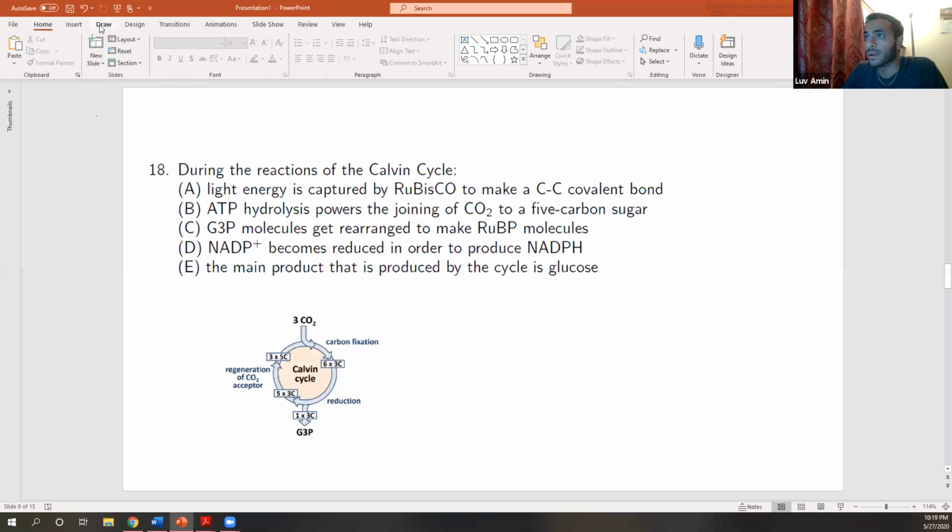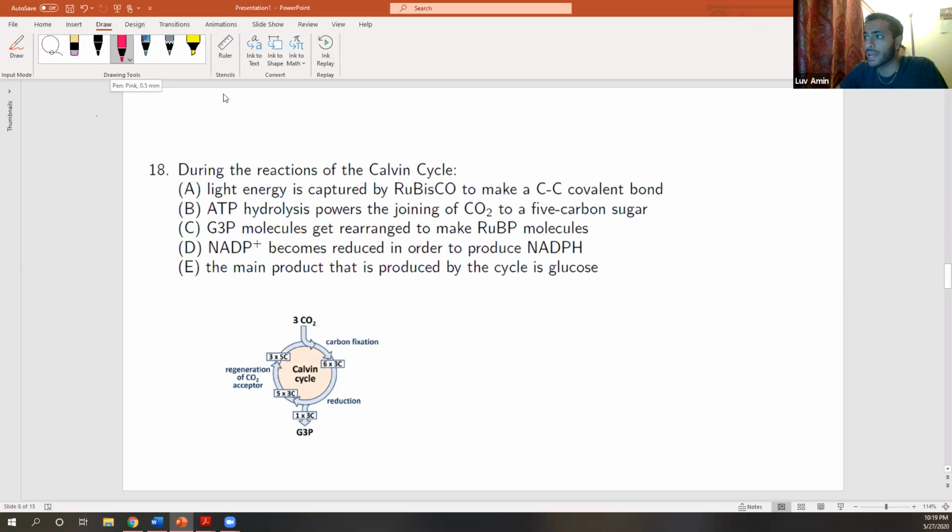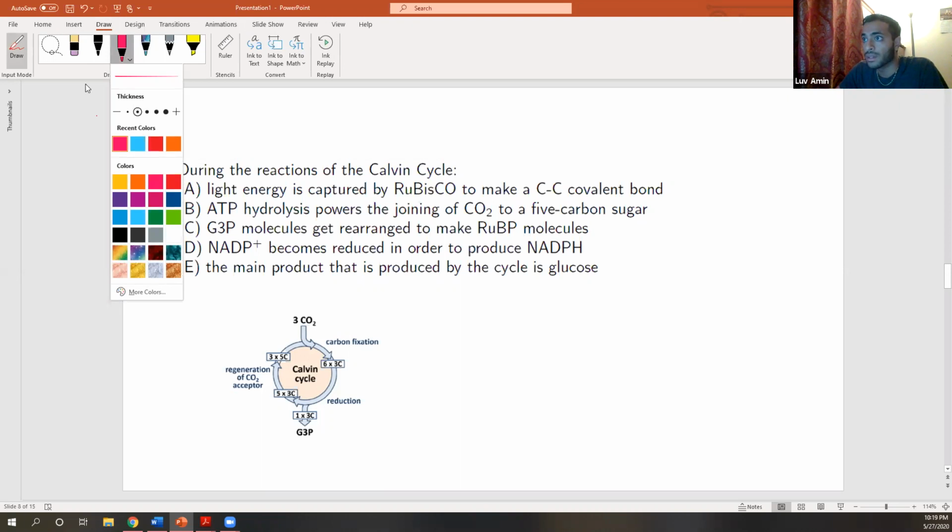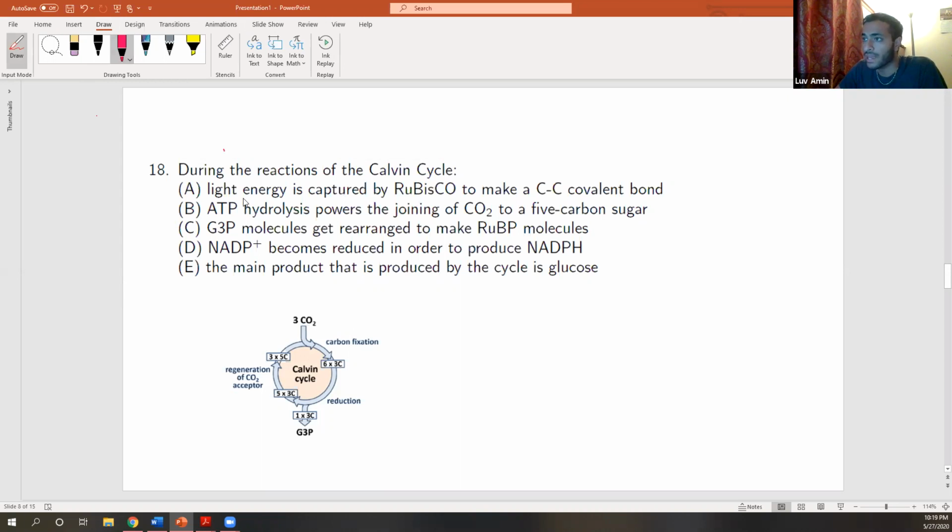All right, so number 18 is asking us during the reactions of the Calvin cycle. So I just put up the Calvin cycle right here just for reference. Anyways, so A is saying light energy is captured by Rubisco to make a covalent bond. Light energy is not involved in the Calvin cycle. Calvin cycle is light independent, right? So don't worry about that.